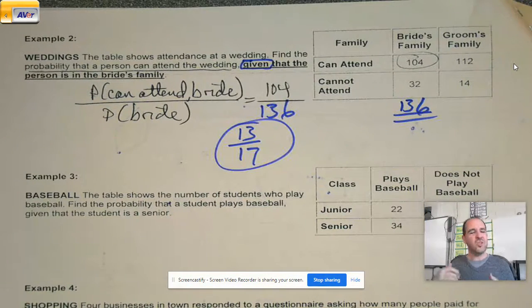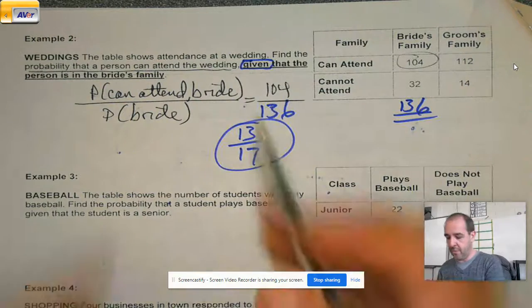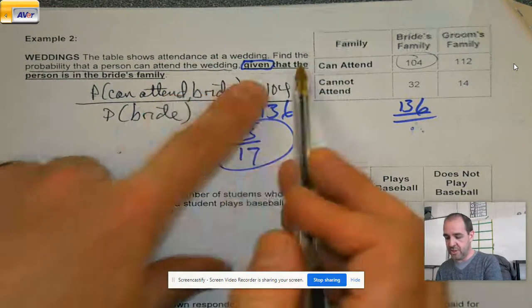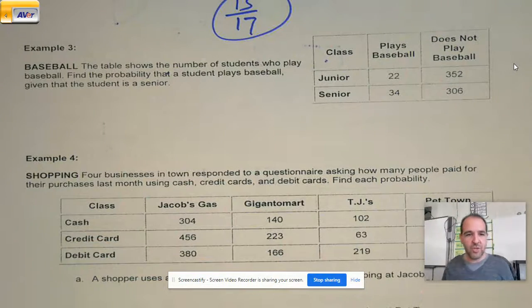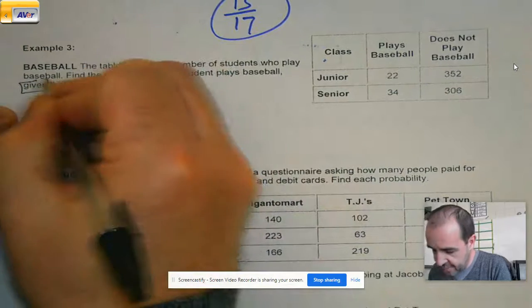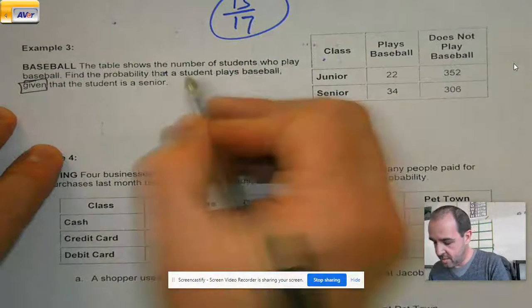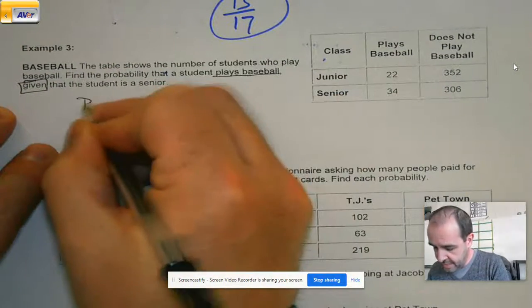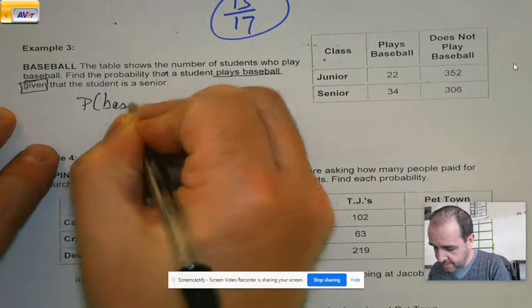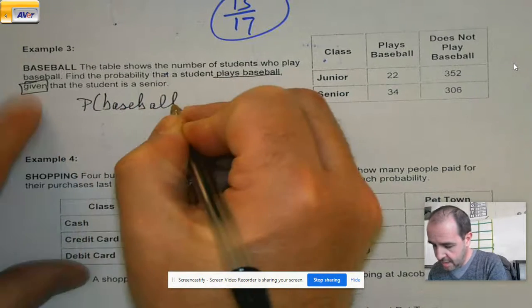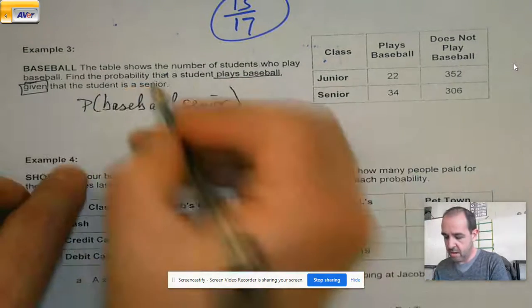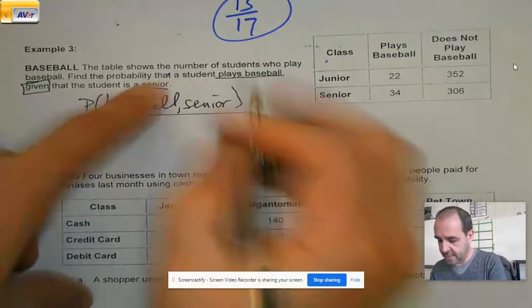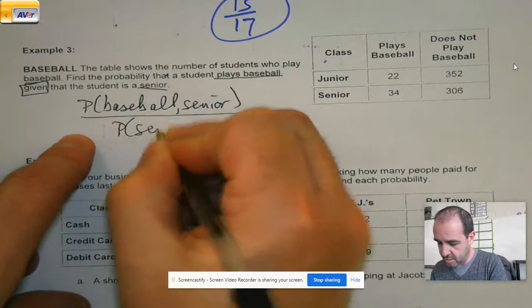Okay? So just get into the hang of both events together over just what's after given. Keep it simple. Okay? Baseball. Find the probability a student plays baseball given the student is a senior. Probability plays baseball and senior. Putting the two together over what's after given, just senior.